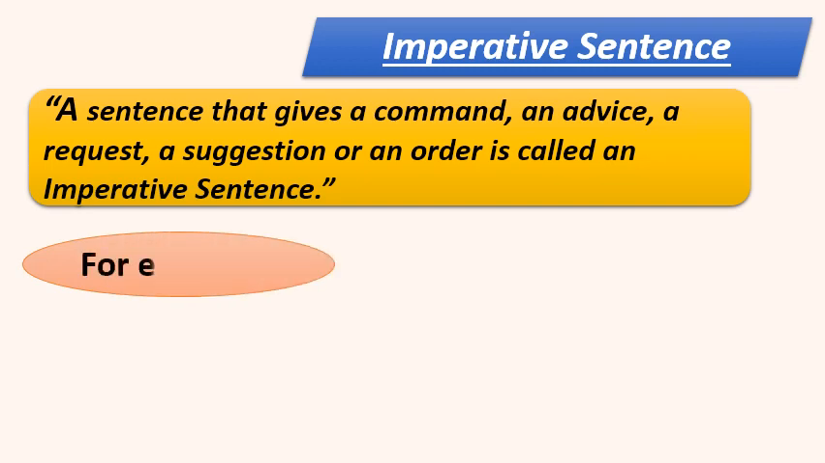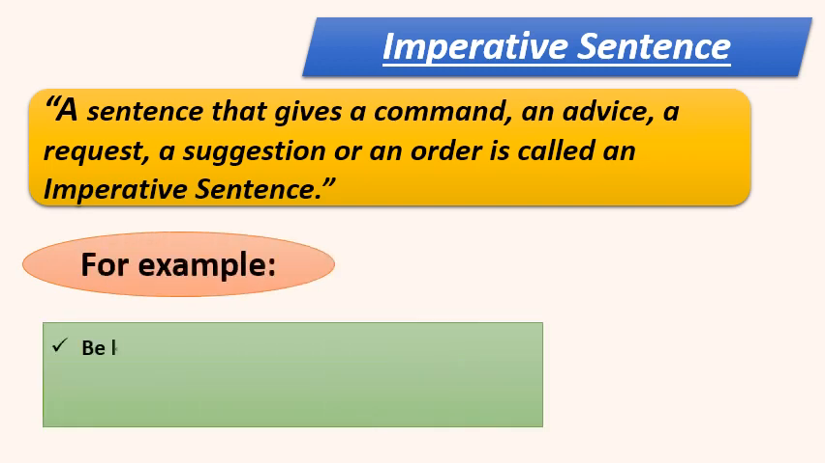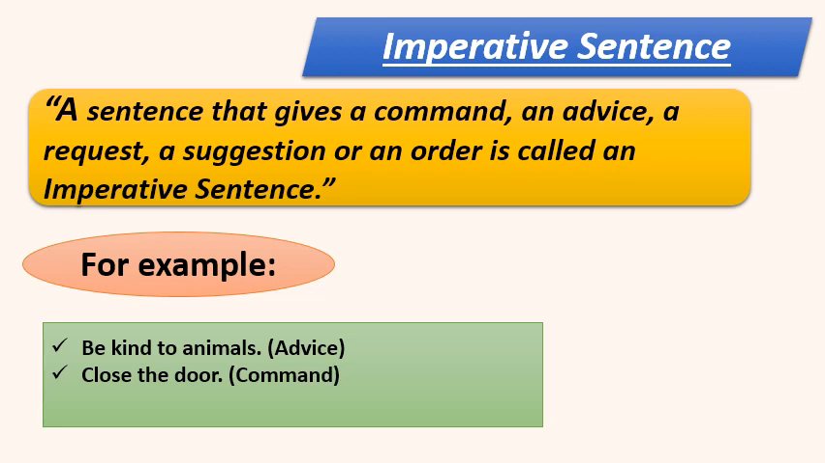So let us see some examples of imperative sentence. Number 1, be kind to animals. This is an advice. Number 2, close the door. This is command. Number 3, please join me for dinner tonight. This is request. So these are few examples of imperative sentence.